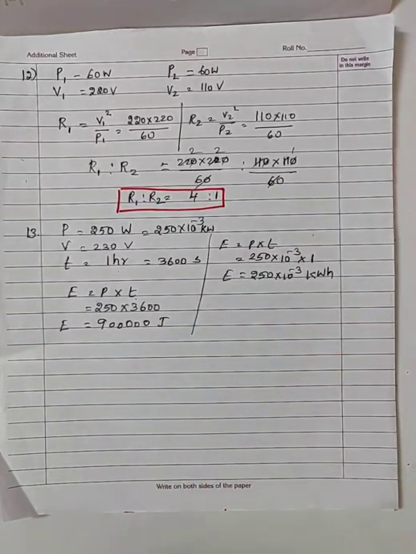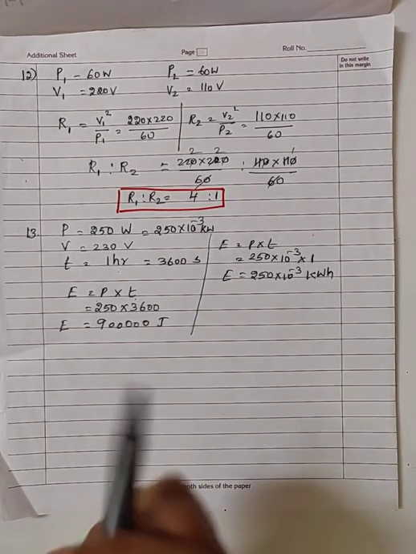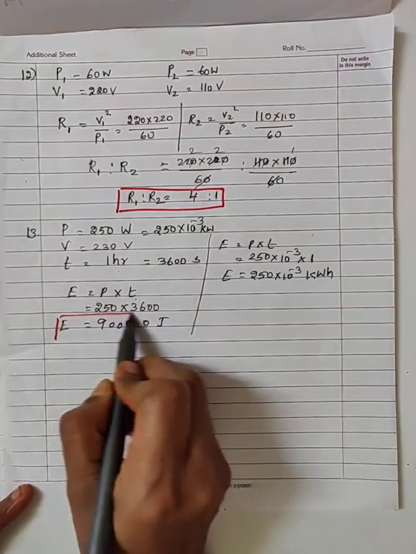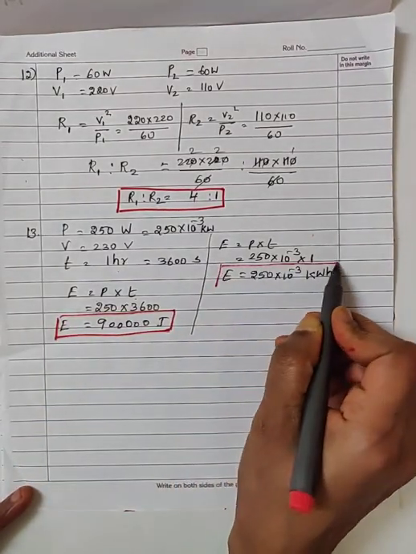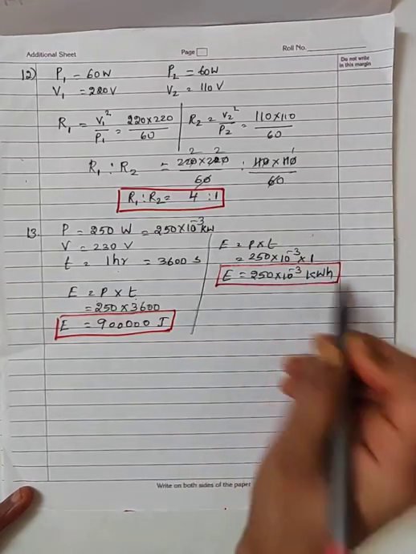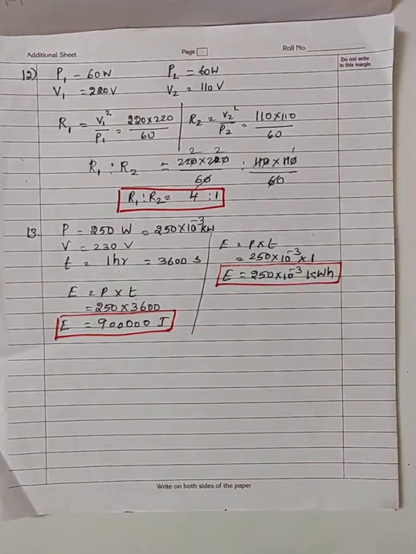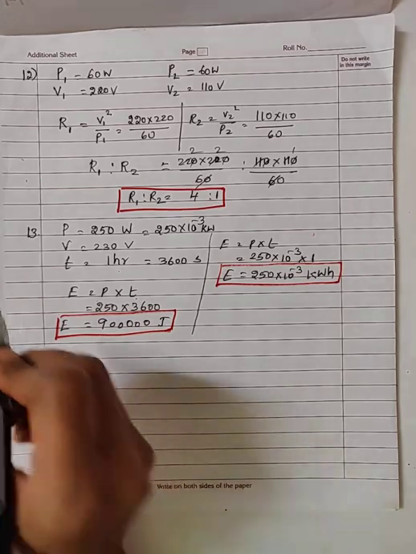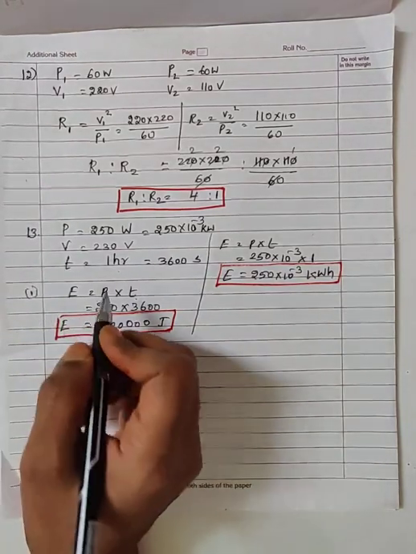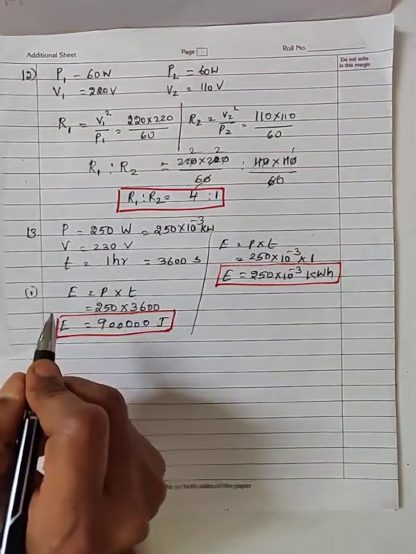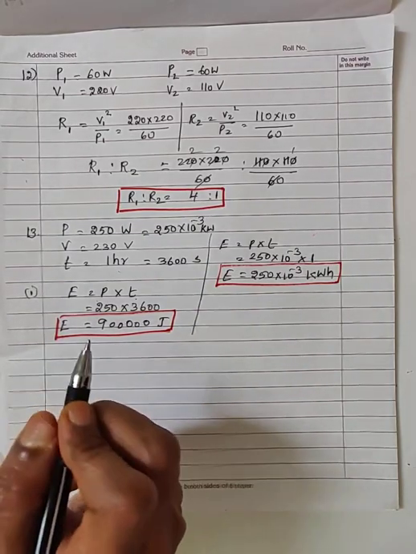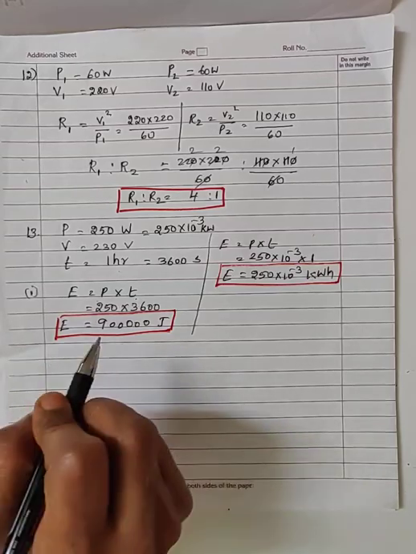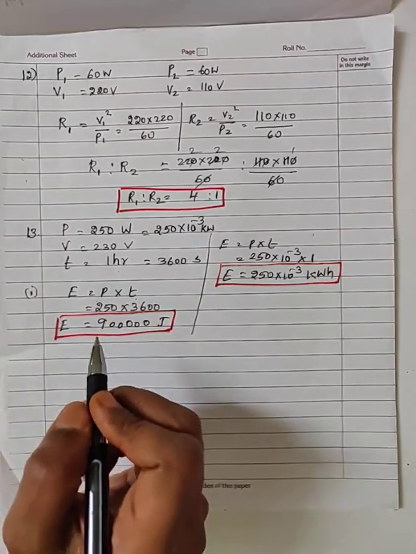Okay. So here we have expressed energy both in joule, that is the SI unit of energy, as well as in the commercial unit of electrical energy. The commercial unit of electrical energy is kilowatt hour. Okay. This is the first part of the question. Second part of the 13th question, the time in which the bulb will consume 1 kilowatt hour energy. That is, in the second part, energy is given, you are asked to calculate the time.